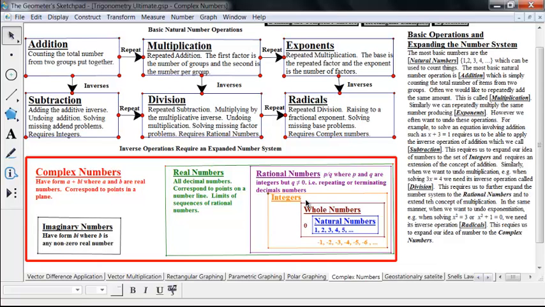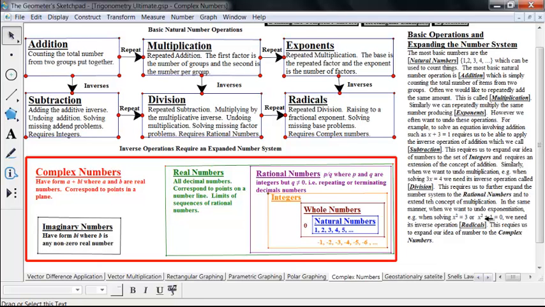But real numbers are all decimal numbers, repeating, terminating, or non-repeating, non-terminating decimals, and they correspond to the points on a solid number line. They're actually defined to be limits of sequences of rational numbers. These often come from things like radicals. So the square root of 3, for example, or negative square root of 3 would be the two solutions to this equation, x squared equals 3, and those are real numbers.